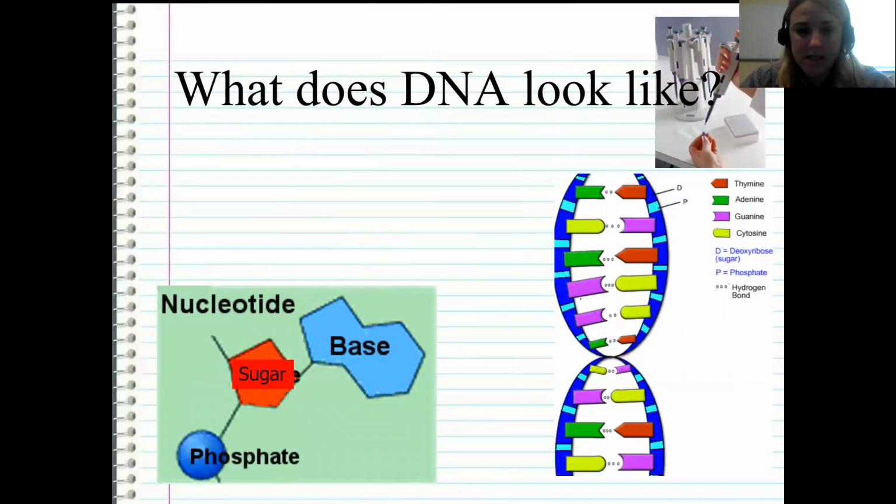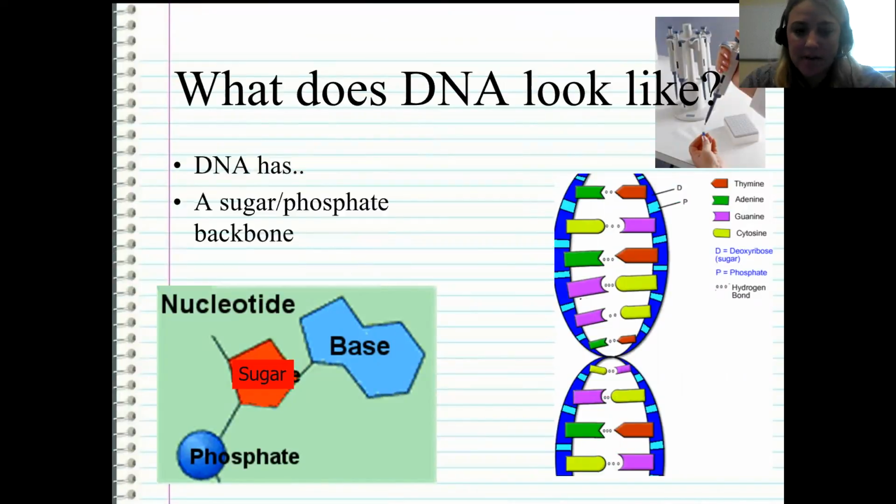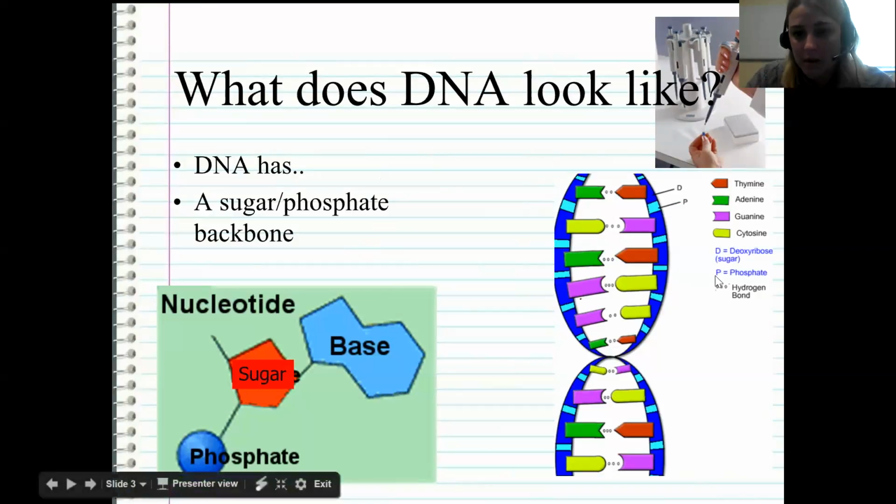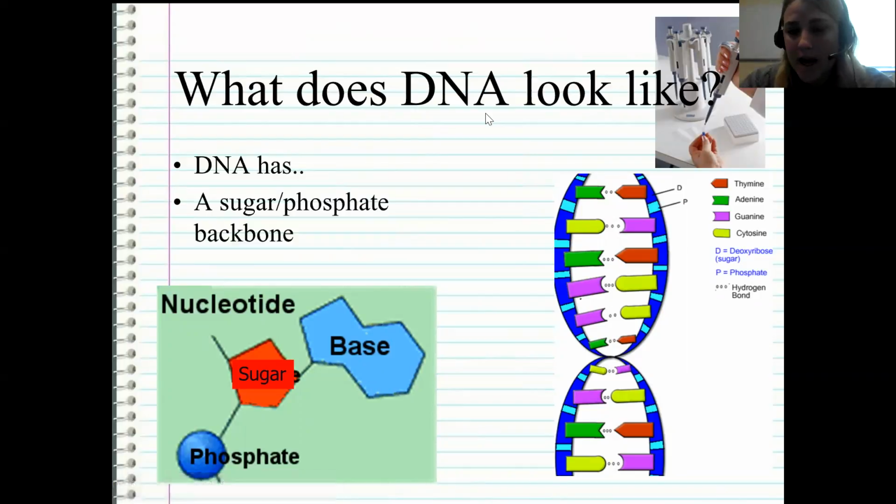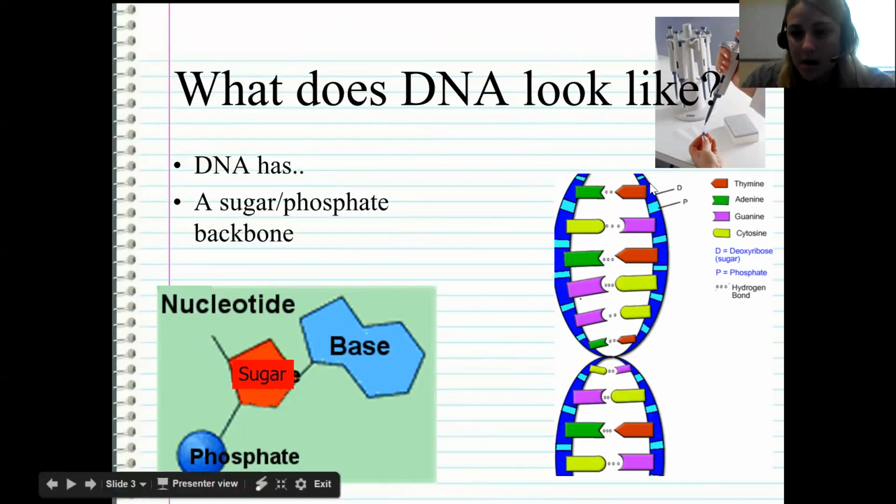All right, so what does DNA look like? DNA has a sugar phosphate backbone. It alternates. This is a cartoon picture of DNA, but it's really good because it simplifies it. You have the D, which is your sugar. In the case of DNA, it's deoxyribose, and that plays into the name DNA because DNA stands for deoxyribonucleic acid. Then we have a phosphate. Sugar, phosphate, sugar, phosphate. It alternates, and it's the backbone of the ladder, as I like to call it.